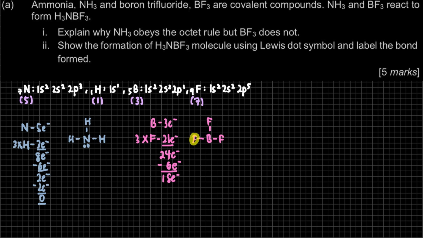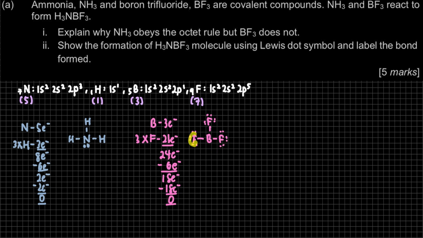For fluorine, again achieve octet. Right now, fluorine only has 2 electrons, so it needs 6 more. Each of the fluorines needs 6 more electrons to achieve octet. So the total electrons used is 18. When we minus, we have 0 electrons left. So this is our structure.